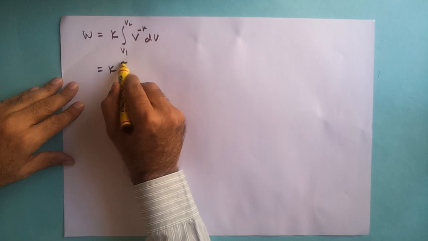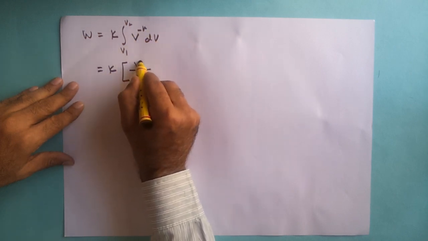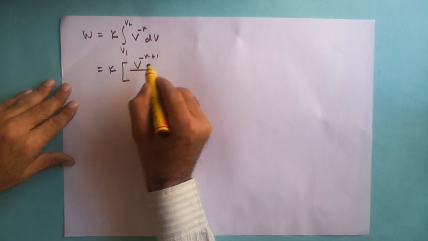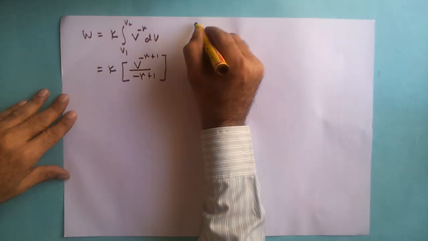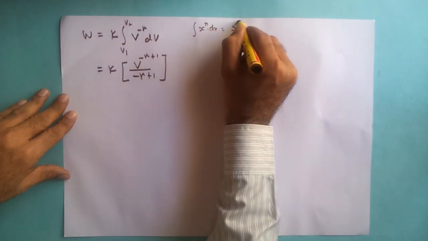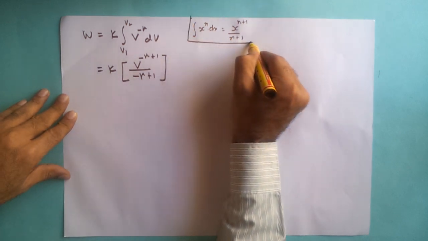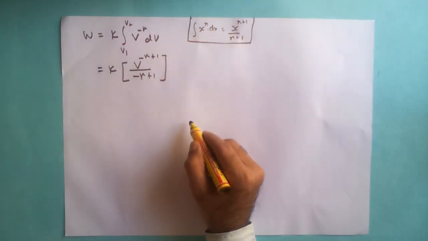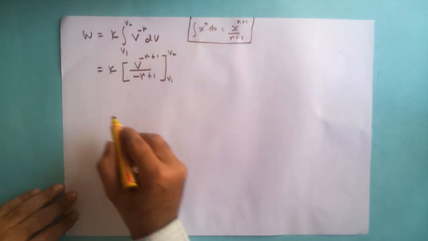K raised to integration of V raised to minus gamma will be V raised to minus gamma plus 1 upon minus gamma plus 1. This comes from the equation integration of x raised to n dx is equal to x raised to n plus 1 upon n plus 1. Just to help you connect it with calculus. And of course the limits are V1, V2.